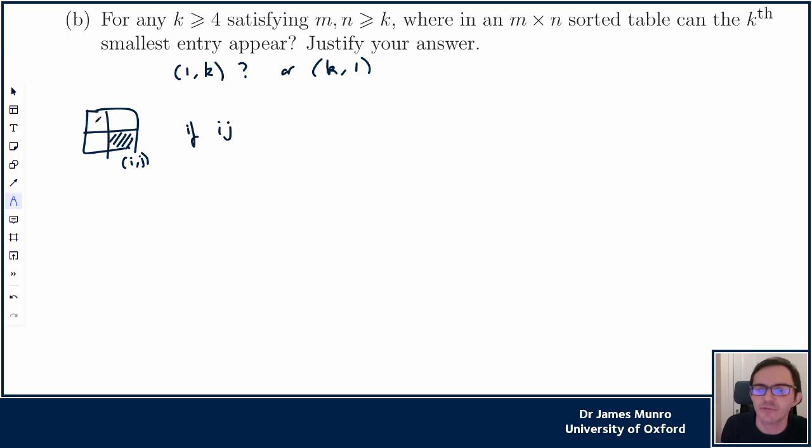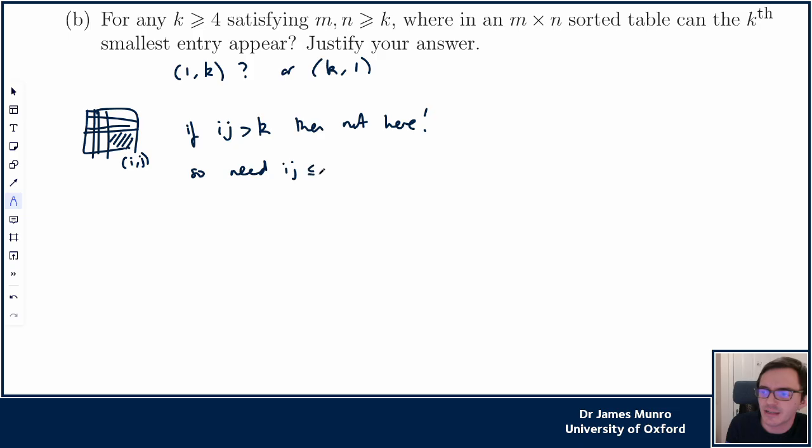So if the number of things in this grid, let's make it look more like a grid, that'll help me out, if the number of things in this grid is bigger than k, then not here. The kth smallest thing is not here, because there are enough other things that this could not be the kth one. It would be at least the ijth biggest thing, and that's bigger than k. Not here, so we need ij to be less than or equal to k, and that is in fact enough.